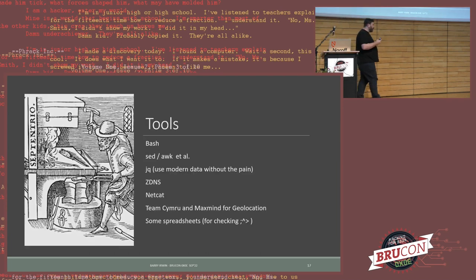And so it's worth mentioning what some of the tools were. Well, Bash was the powerhouse. Bin sh, if I was running on some of the other machines, awk, and all the common Unix command line tools. Why? They're designed to work with data.